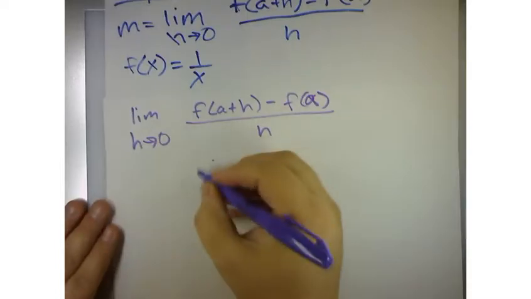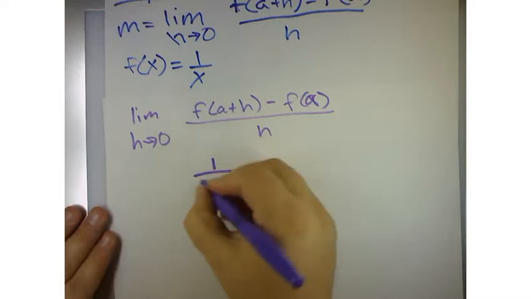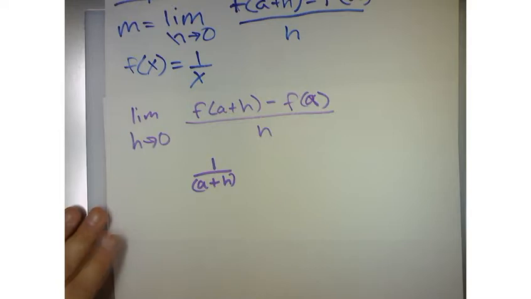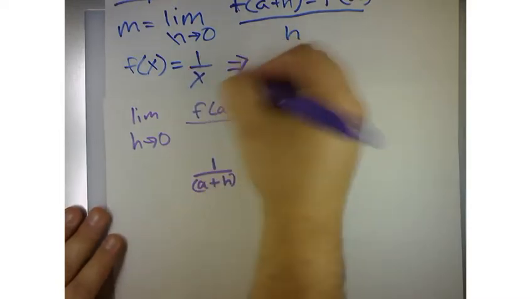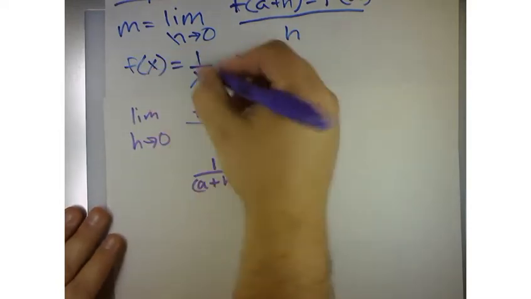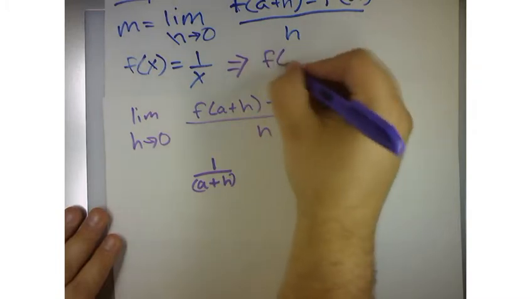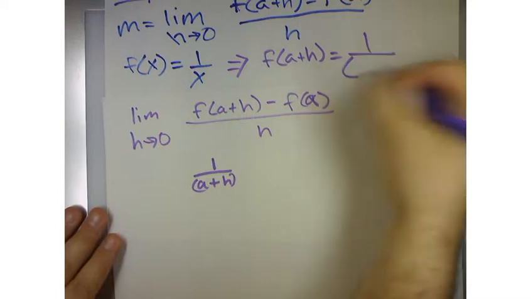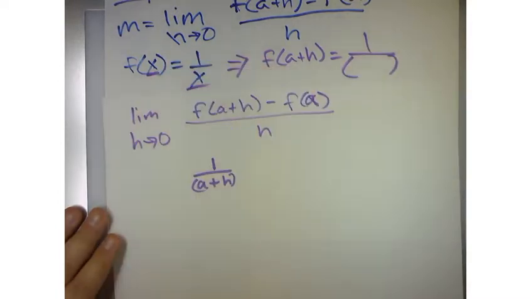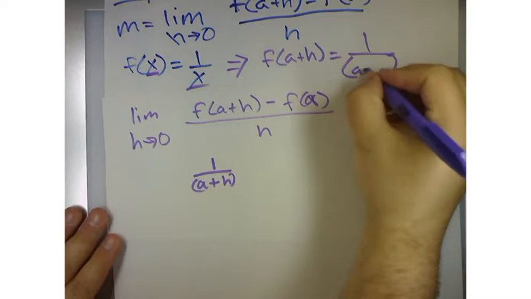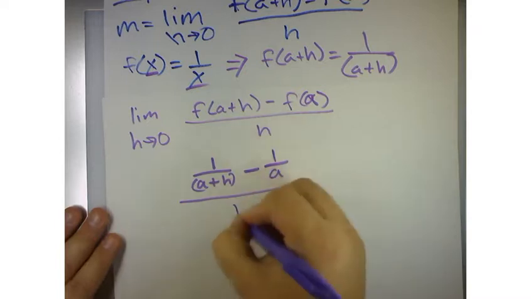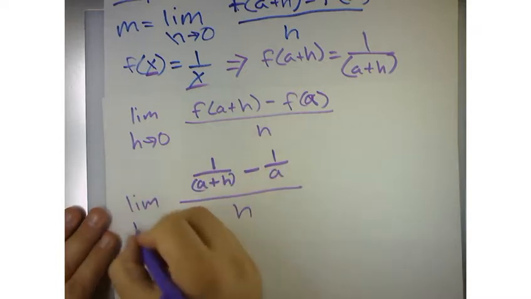So now what that would be is 1 over a plus h. Now I'm going to write it like this so you guys can see, but originally think of it like this: if f of x is 1 over x, then it would follow that f of a plus h would be 1 over whatever you have in parentheses, right? So this would be a plus h. And then naturally f of a would just be 1 over a, all over h. And we're going to take the limit of that as h approaches 0.